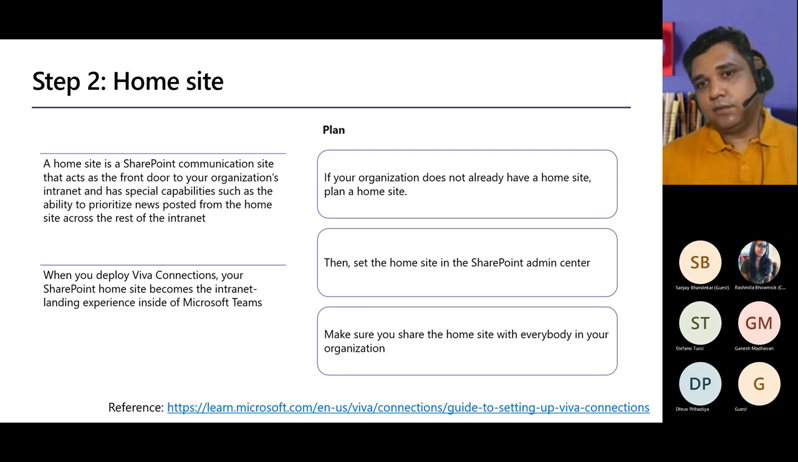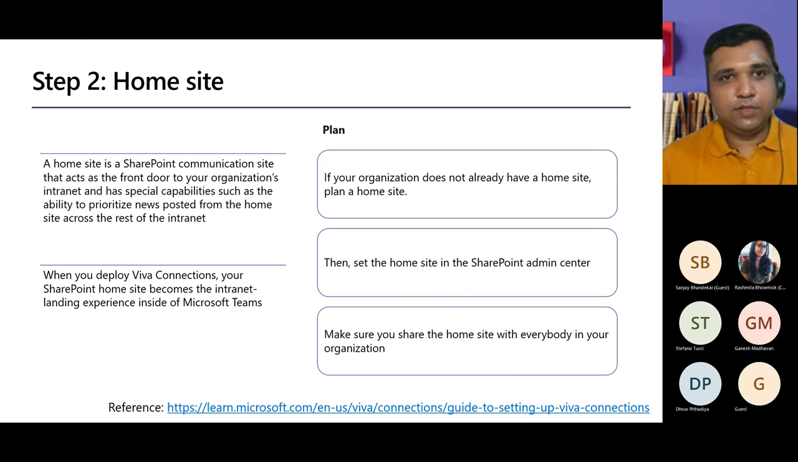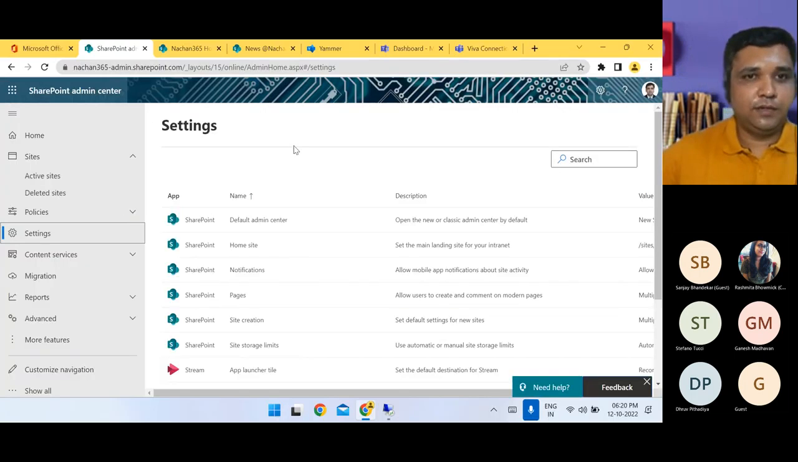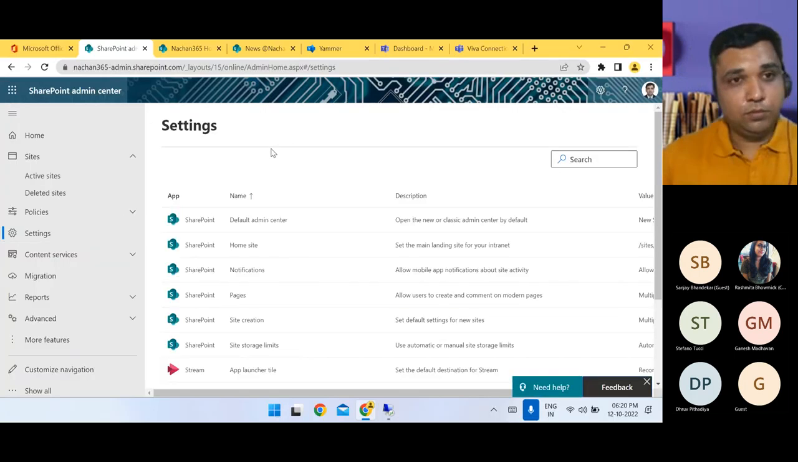One thing to note is to make sure everyone in the organization has access to the home site, at least reader access, so that they will be able to start using this experience as a Viva Connection. So let us go into the demo and see from where we'll be able to create a home site and how we'll be able to do that.